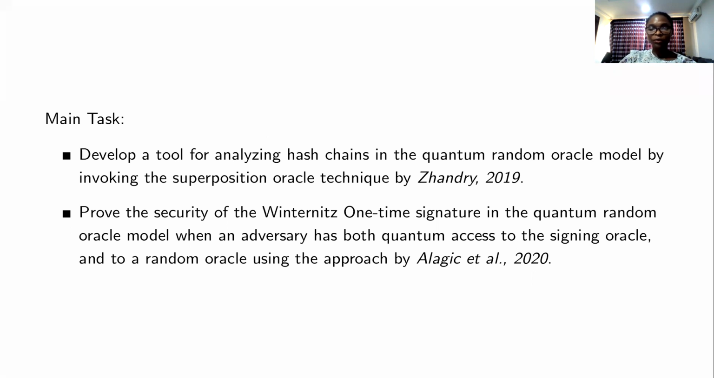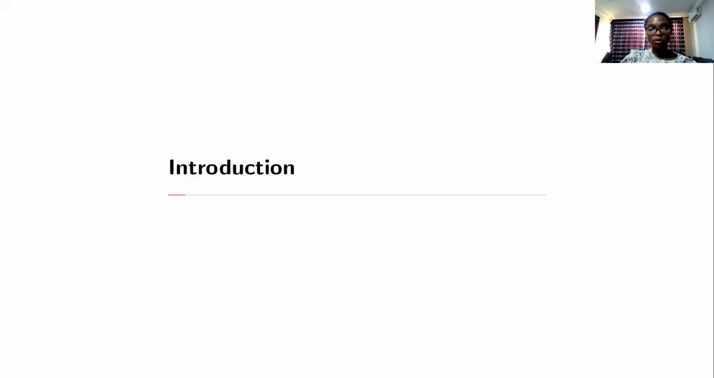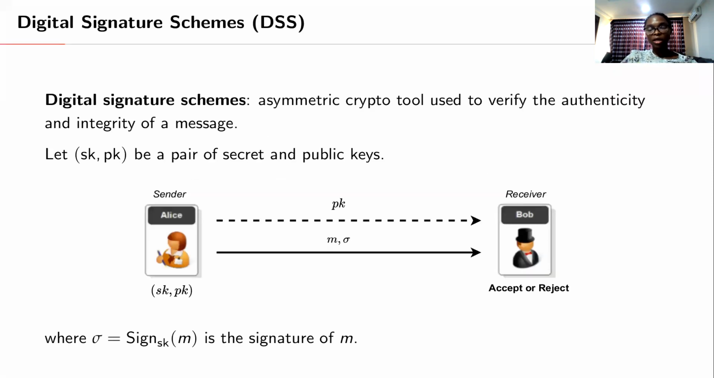Before we get there, we first define what a digital signature scheme is and what the notion of security for a digital signature scheme is. A digital signature scheme is simply an asymmetric cryptographic tool used to verify the authenticity and the integrity of a message. Let's imagine that Bob is the receiver and Alice wants to send a document to Bob. Suppose Bob is Alice's lawyer, and Alice wants to send her testament to Bob in a way that it will not be modified while being sent.